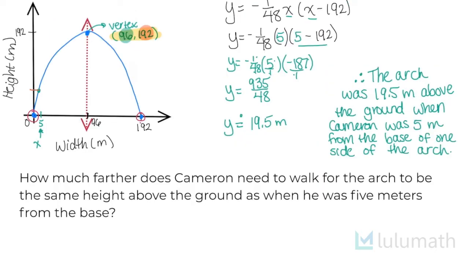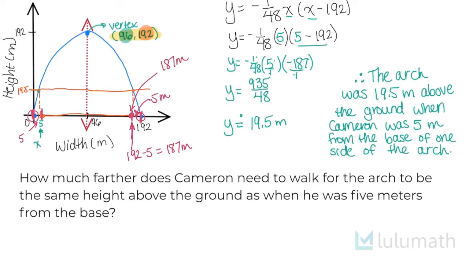We know that this is approximately 19.5 meters, and if I were to go all the way across, I want to know how far he needs to walk from here to here. So what is this distance right here? Now remember that our parabolas are symmetrical, so we know that it is from this point to this point right here, from the beginning of the arch to this 5 meters right here, this is 5 meters. So we also know from here to here also has to be 5 meters. So that means that this point right here is 192 minus 5 meters, or 187 meters.